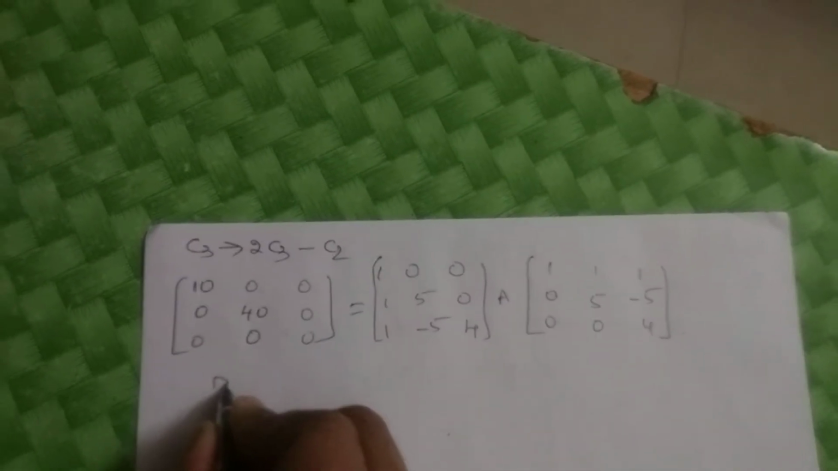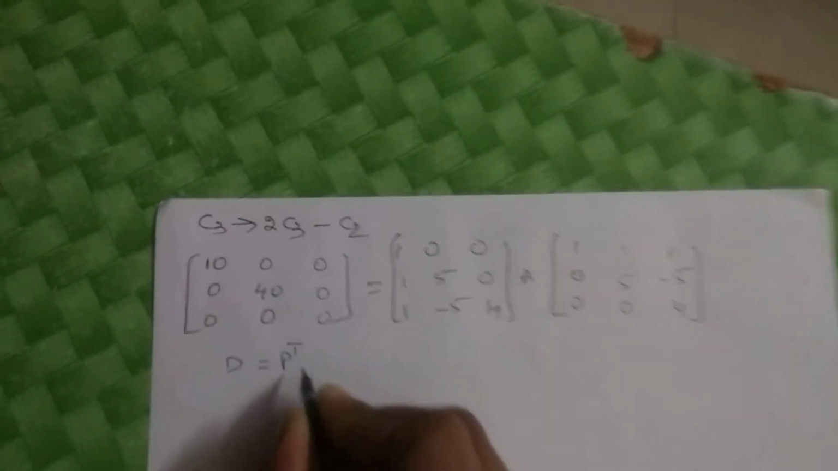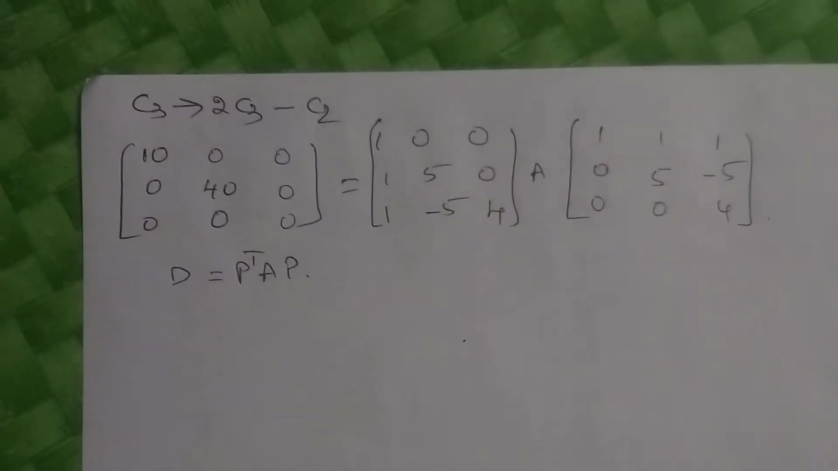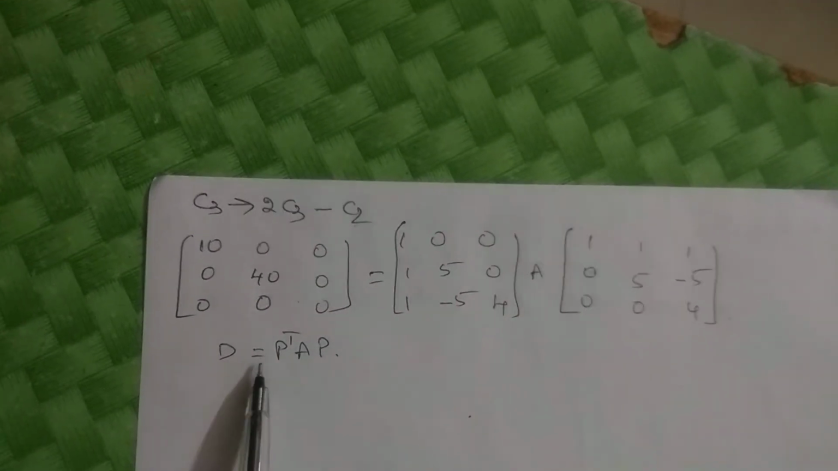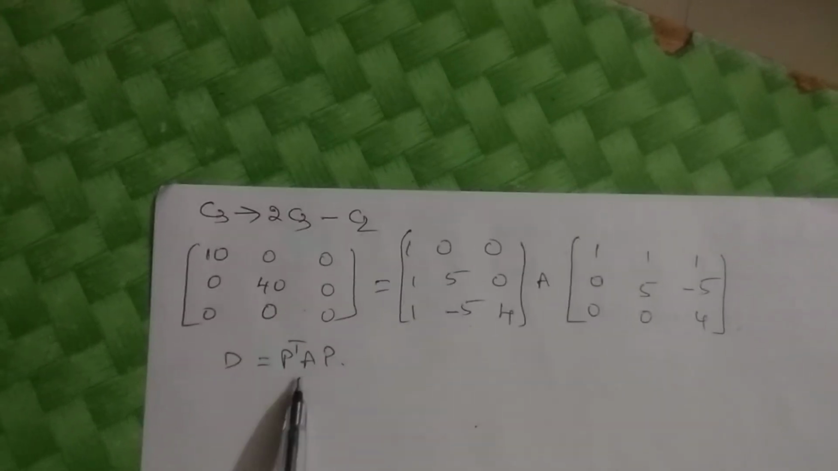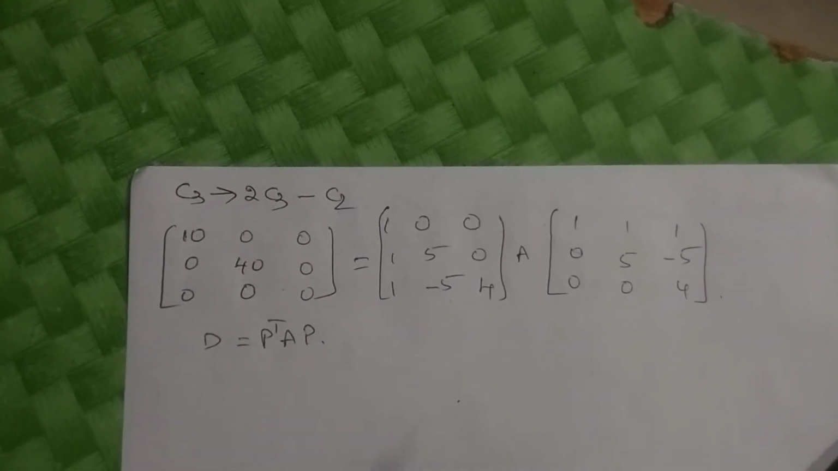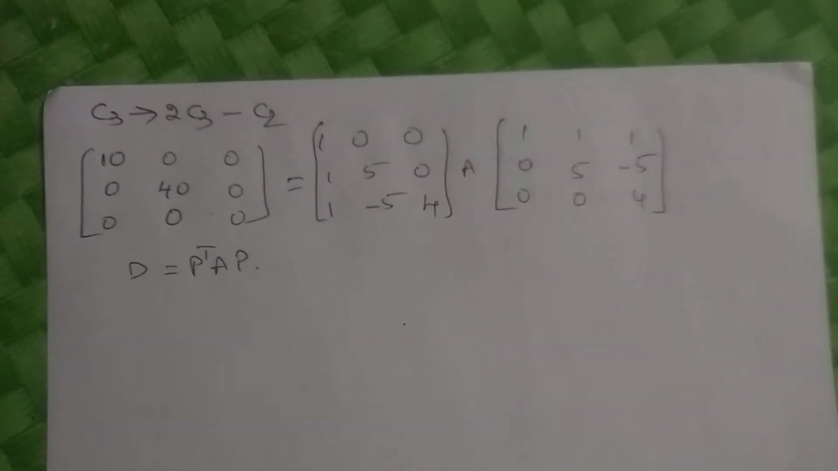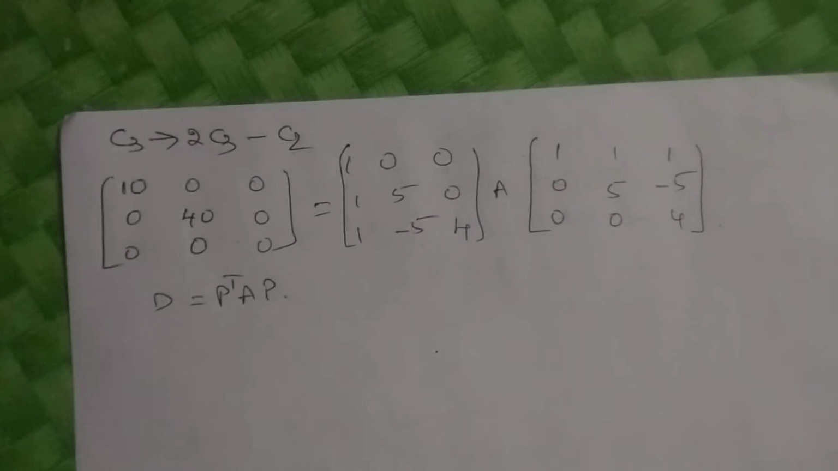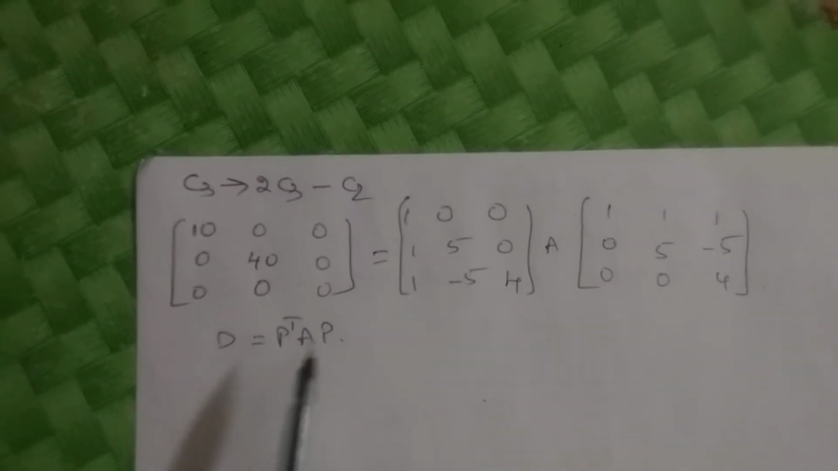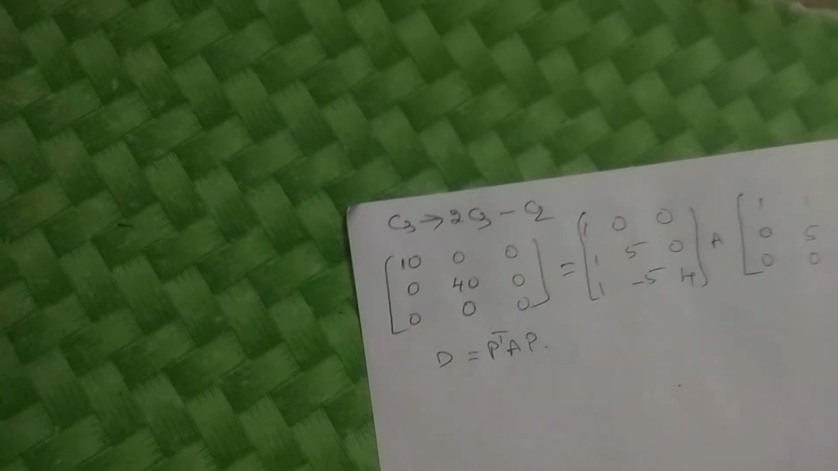Now what we got? D is equal to P transpose into A into P. Okay, I think you understood now. Why are we denoting with P? This is not a model matrix. Just for denoting, I denoted with this, because at last we are using X is equal to P into Y. So I used this. Okay, now this is over.